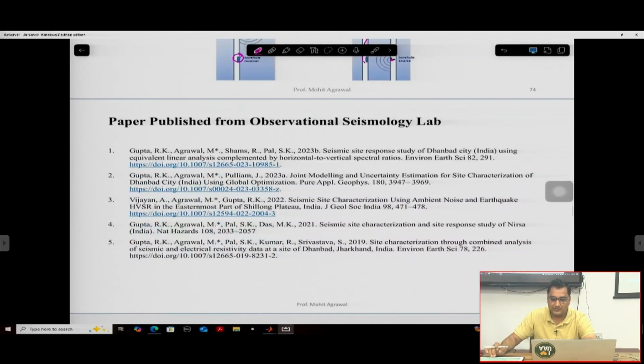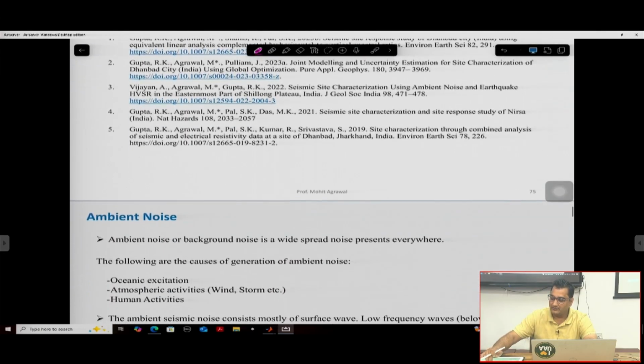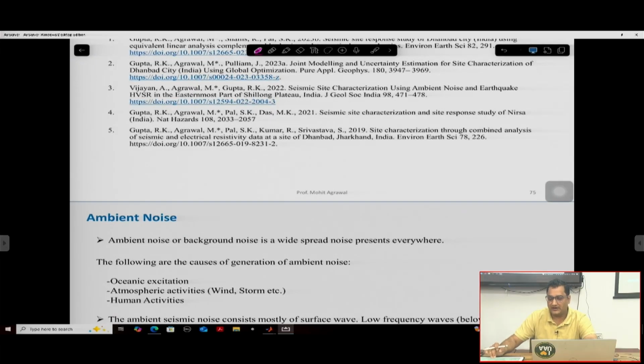So these are some of the papers that we published from our lab for site characterization purposes, and this is just for information. We conducted our study for Dhanbad city using equivalent linear analysis complemented by HVSR. We also conducted joint modeling and uncertainty estimation for the site characterization of Dhanbad city using global optimization. We also used earthquake data to calculate the horizontal to vertical spectral ratios.